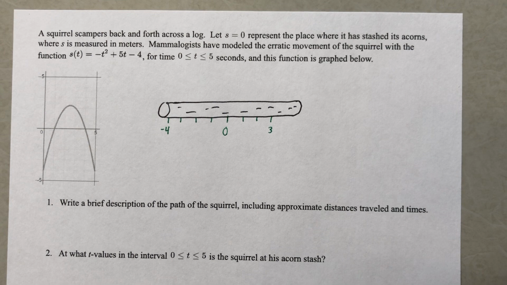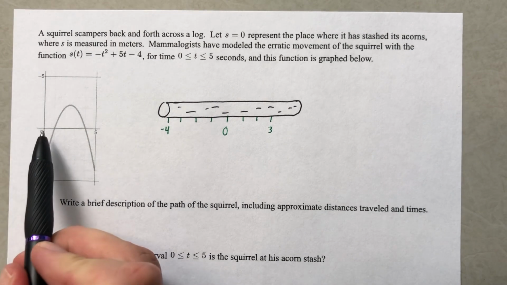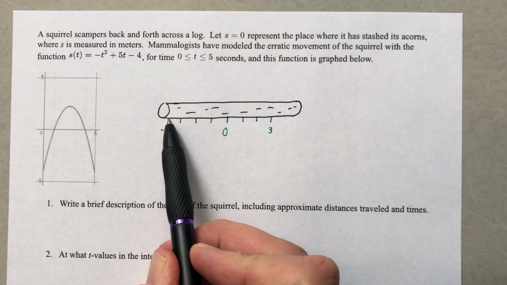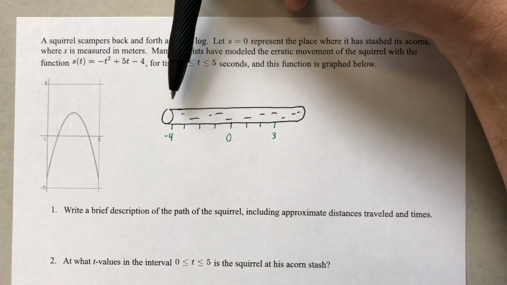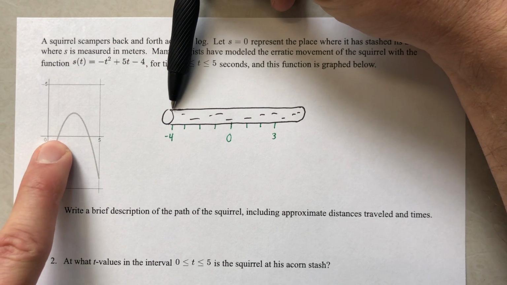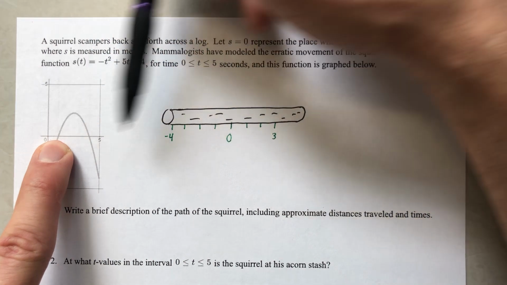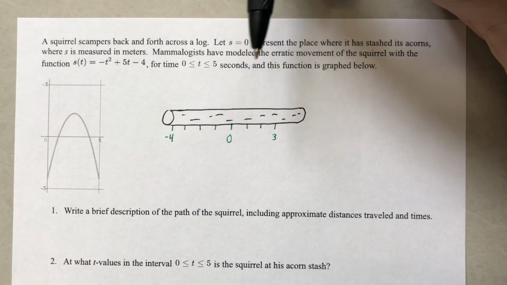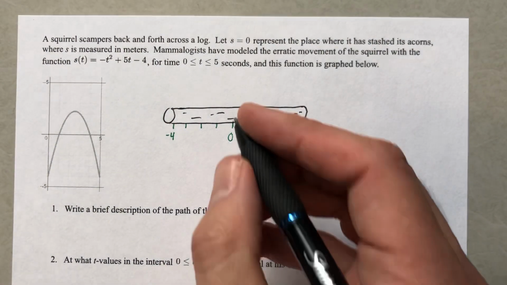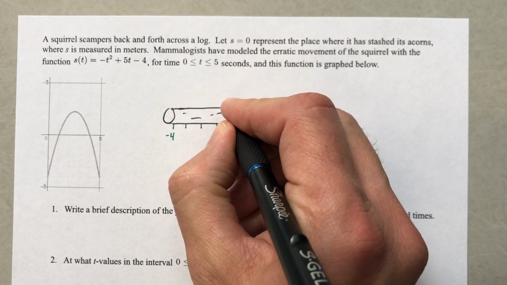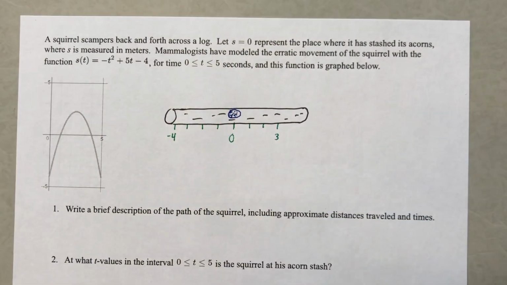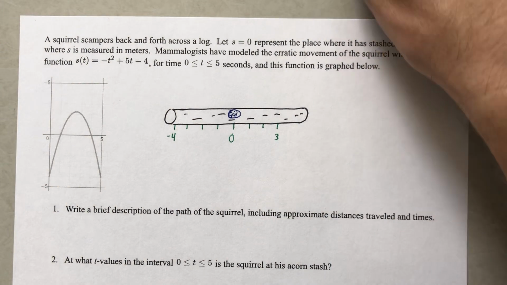And let's kind of talk about what happens. So 0 seconds have elapsed. Where is your squirrel? Your squirrel is at -4. Your squirrel is scampering, and there he is right there. And at the end of 1 second, your squirrel is at position 0. This is where he has stashed his acorns. So there's a little stash of acorns right here. They're blue. There's the stash. It's like a little hole in the log. He stashed his acorns right there, okay?